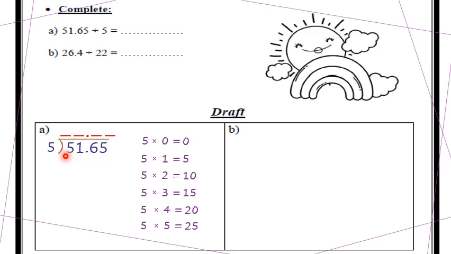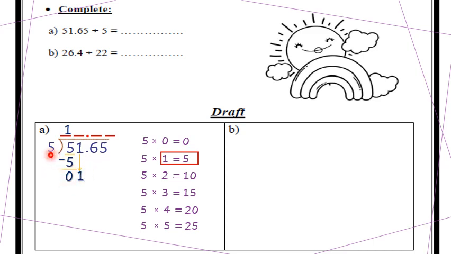Now the first step in dividing, 5 divided by 5 equals what? Let me check here in the table. We have here 1. So I'm going to write 1 up. 1 multiplied by 5 equals 5. Then let's make subtraction. 5 minus 5 equals 0. After that, let's bring down. Bring down 1 and repeat again the steps.